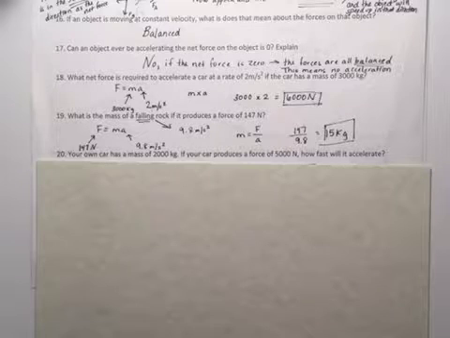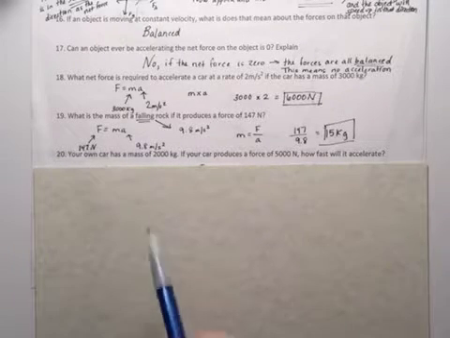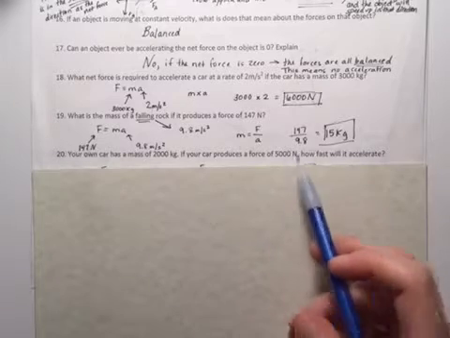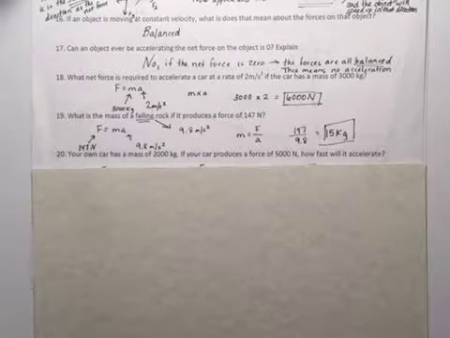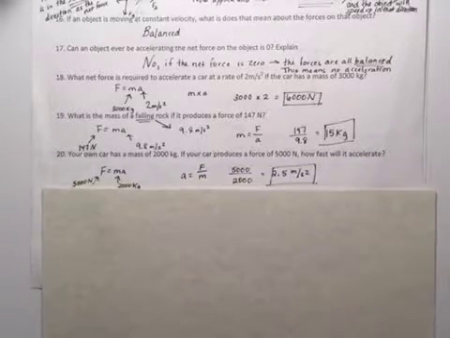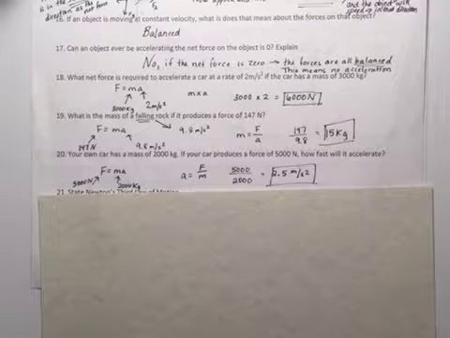Number 20, your car has a mass of 2,000 kilograms. If your car produces a force of 5,000 newtons, how fast will it accelerate? So we have mass, we have force, so this time we're looking for acceleration, which means that we're going to take force divided by mass, and that'll give us our 2.5 meters per second squared.